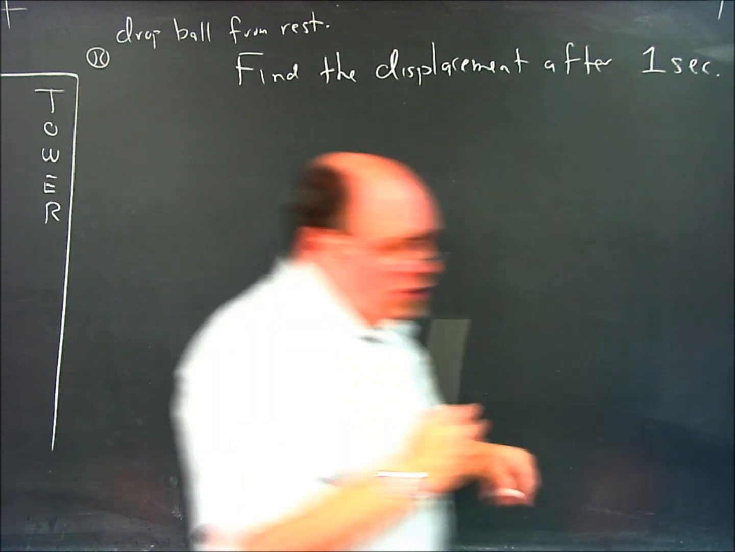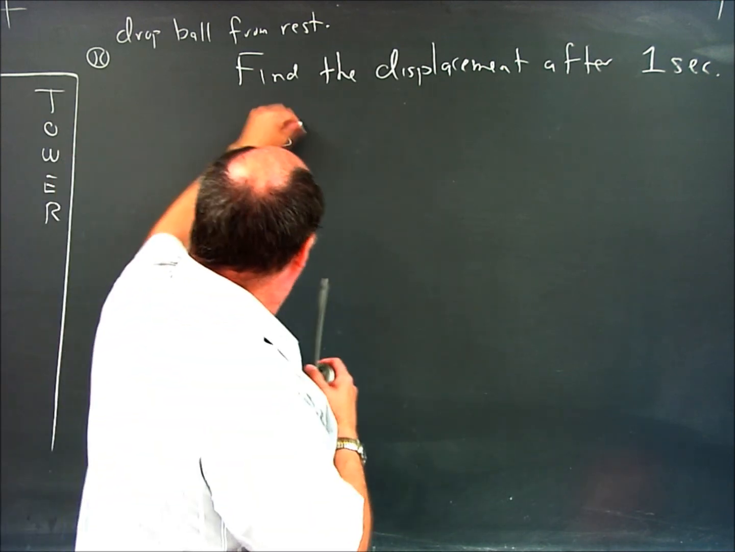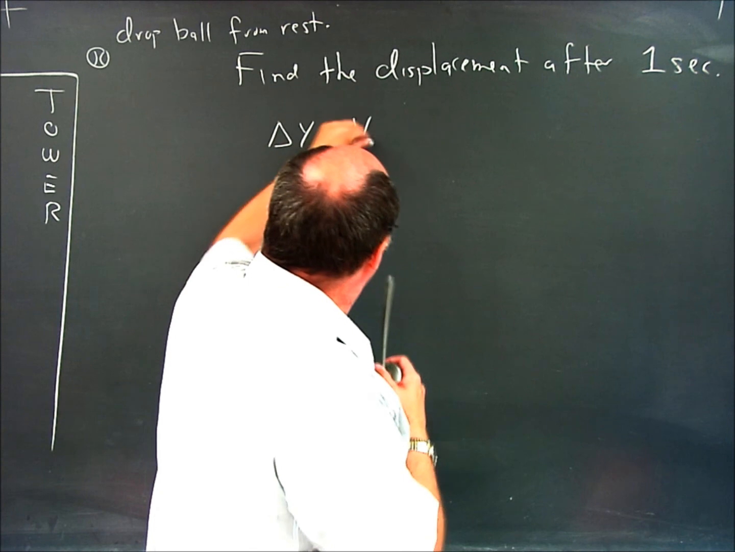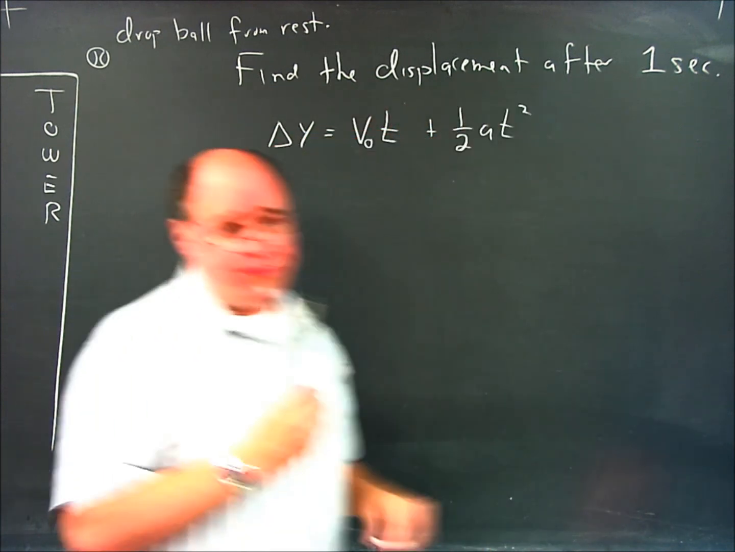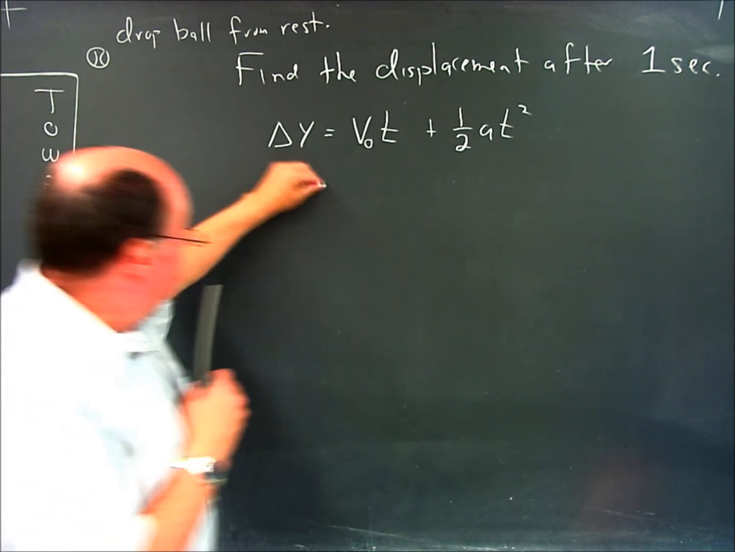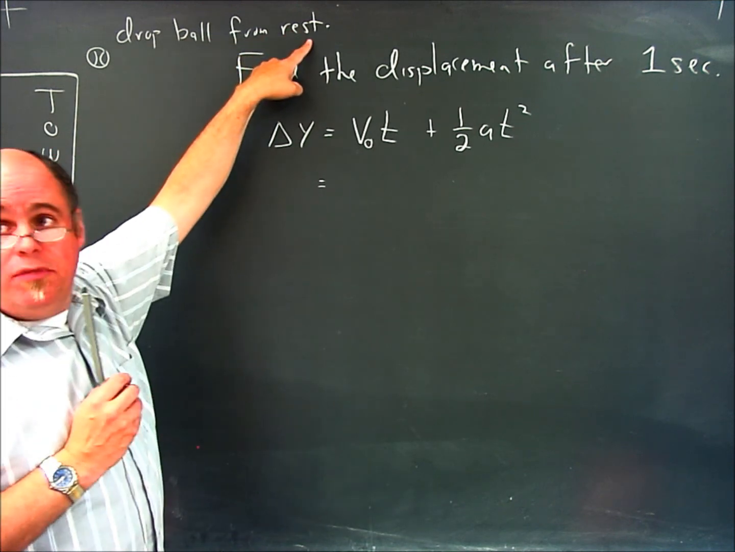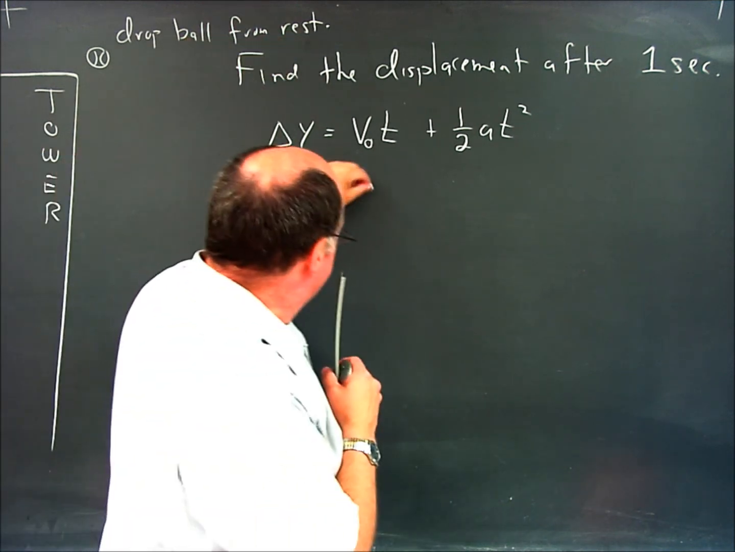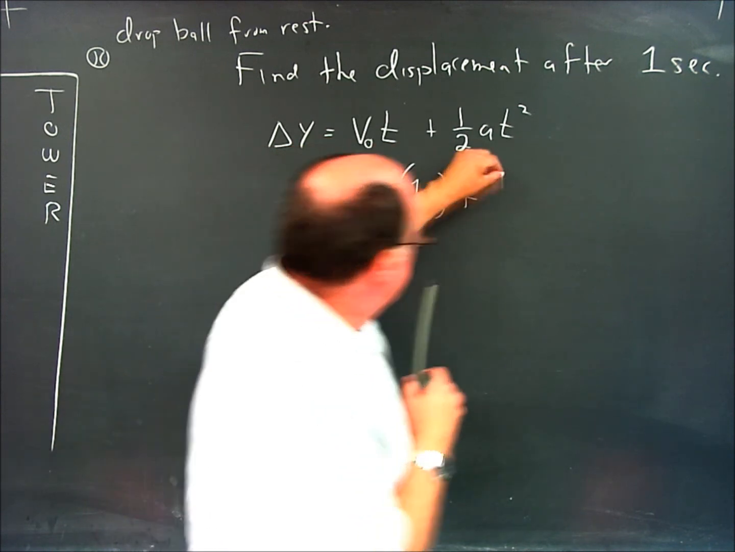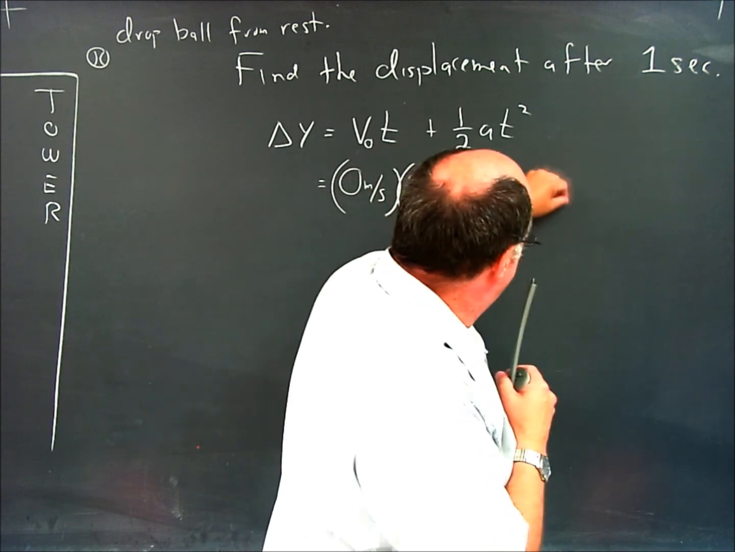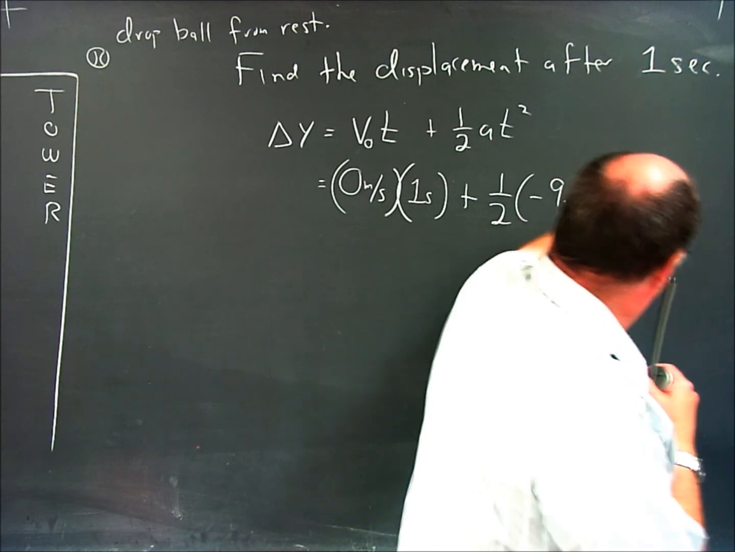So if the question is, what's the displacement after 1 second, I would use a formula like this. Delta y equals v initial t plus 1/2 a t squared. The initial velocity is 0. When you start something from rest, you say it's starting from 0. So I would say 0 meters per second. Here I would have 1 second plus 1/2 times a negative 9.8, and I'll times that by 1 second squared.